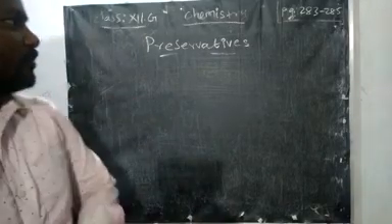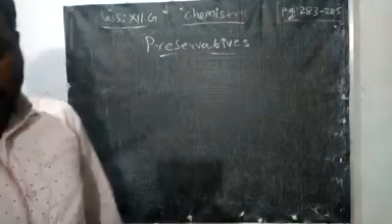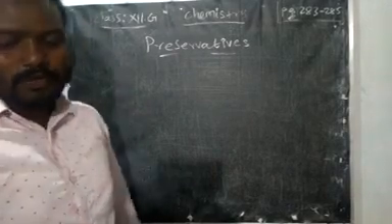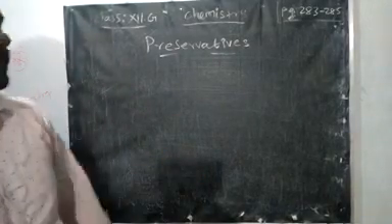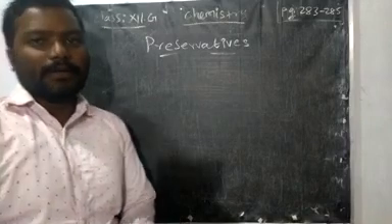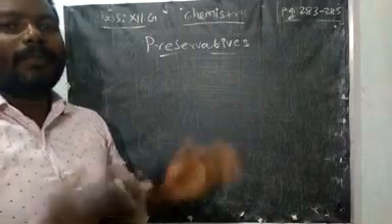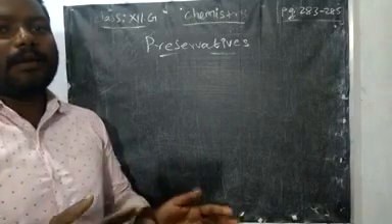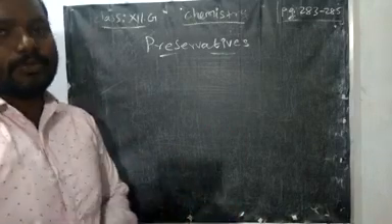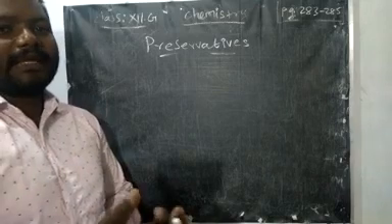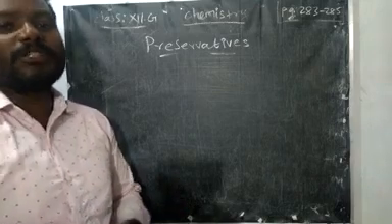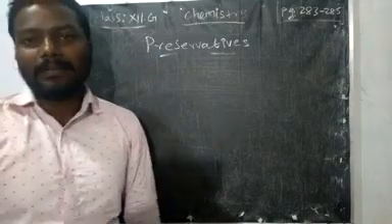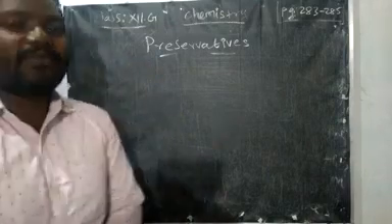Yes, today we are going to start with preservatives. We have seen some food additives in the last video, followed by preservatives. Preservative means we can prevent spoilage of food. We can preserve food for some time, keeping it without spoiling. For that we need to add some chemicals as a preservative.